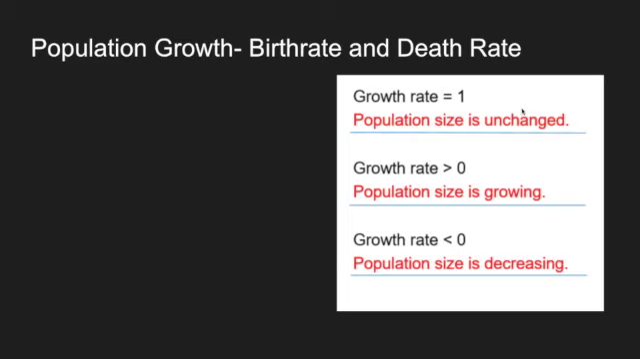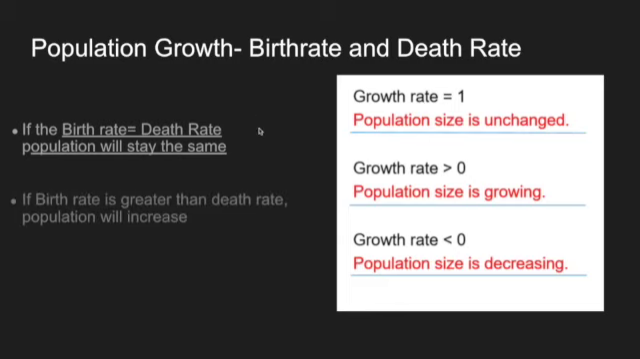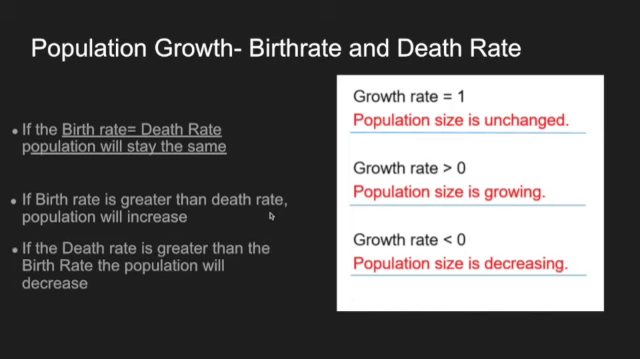So another way to figure out population growth is based on birth rate and death rate. If the birth rate equals the death rate, the population will stay the same. Or another way of saying that, if the growth rate is equal to 1, the population size is unchanged. Nothing is changing. If the birth rate is greater than the death rate, then the population size will increase. The growth rate is greater than 0, population is growing. If the death rate is greater than birth rate, then the population will decrease.